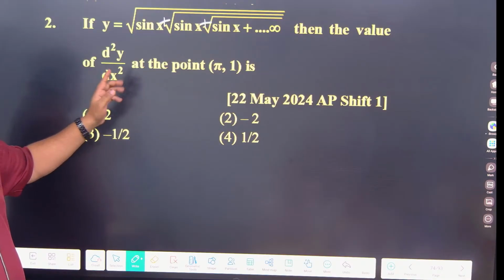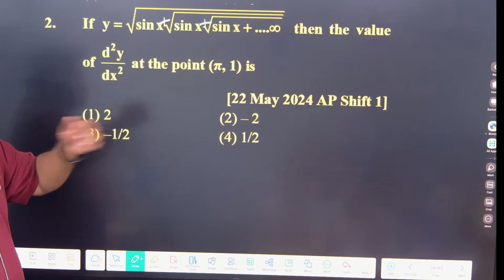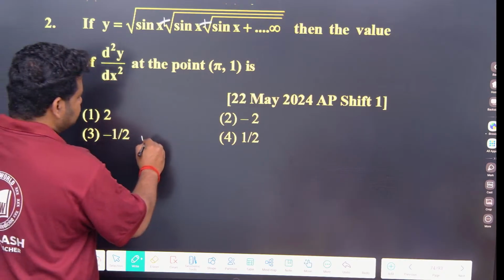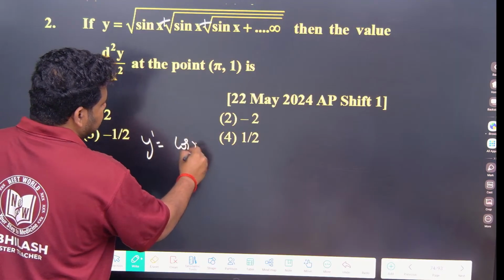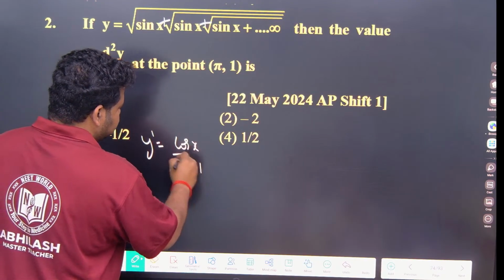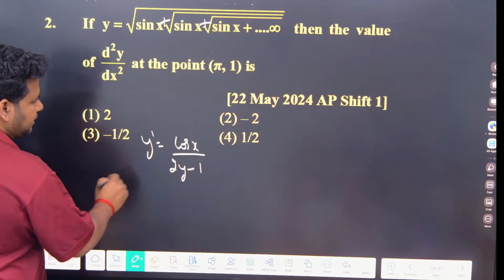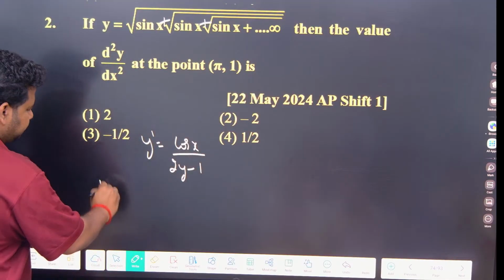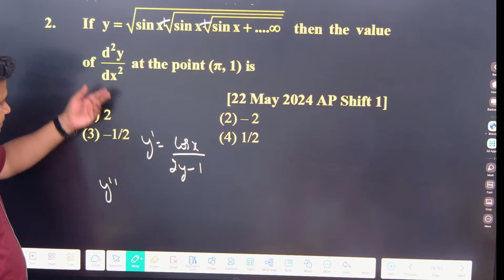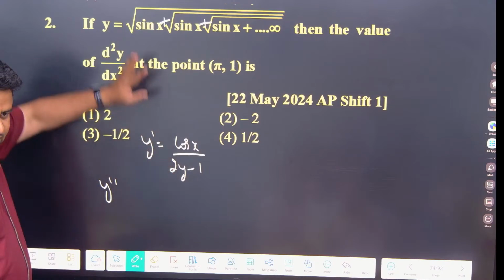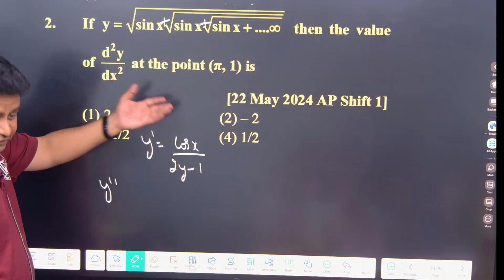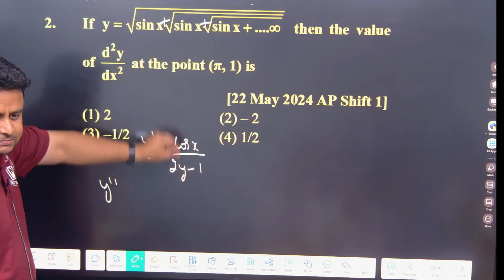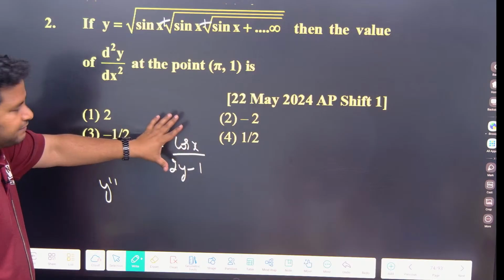So, first order derivative is what here? This is AP 2024. Y dash is cos x by 2y minus 1. So, we want the double derivative. Don't get confused with parametric. If there is parametric differentiation, you divide by dx by dt, but here they have only given direct derivative.